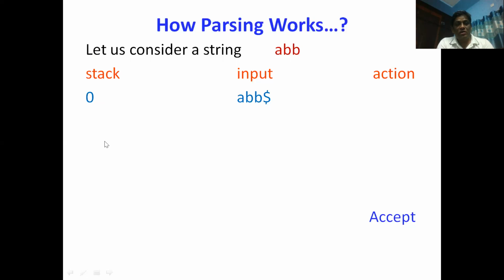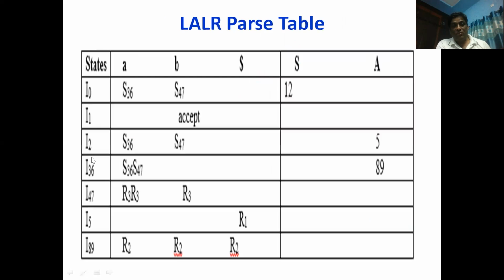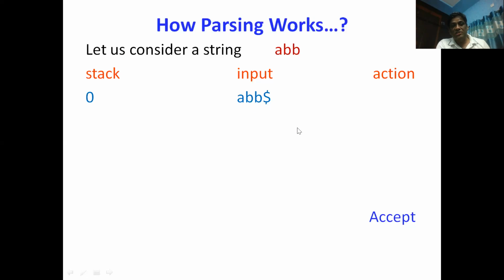Continue the same process. On 36, the next symbol will be there. So continue the process and perform the parsing operation. At the end of the processing, when you reach dollar, you should get the accept action. Only then the steps you followed are correct.